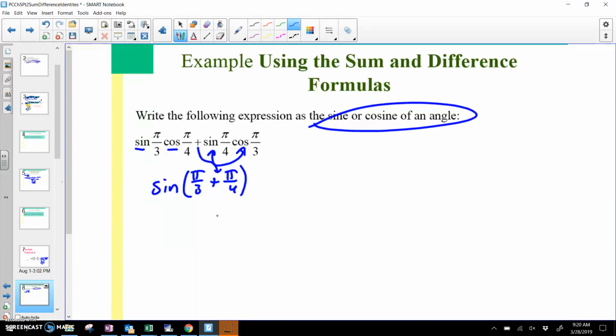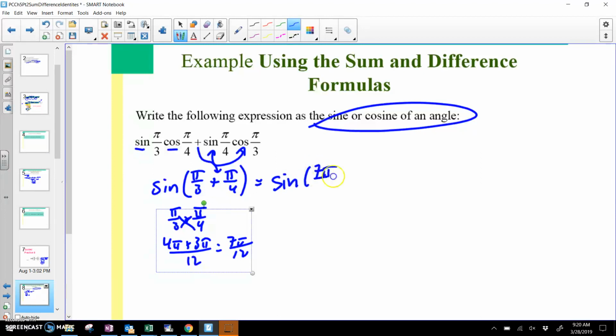Okay, so I can rewrite it like that, but to get it as a single angle, I need to be able to add together pi over 3 plus pi over 4. Common denominator would be 12. So 4 pi plus 3 pi over 12, I get 7 pi over 12. I get the sine of 7 pi over 12 as my answer. So this is the other way we can see these problems.